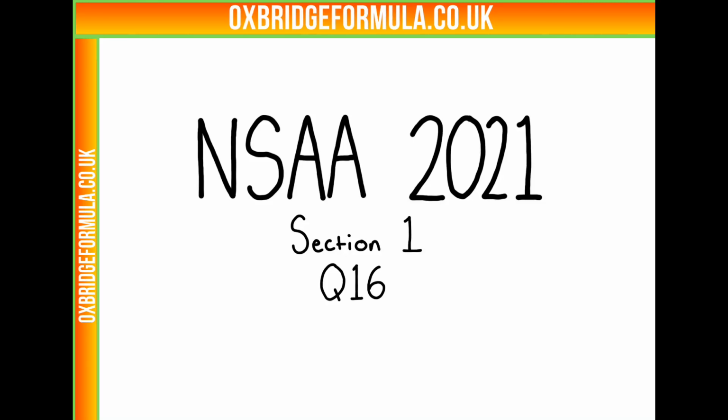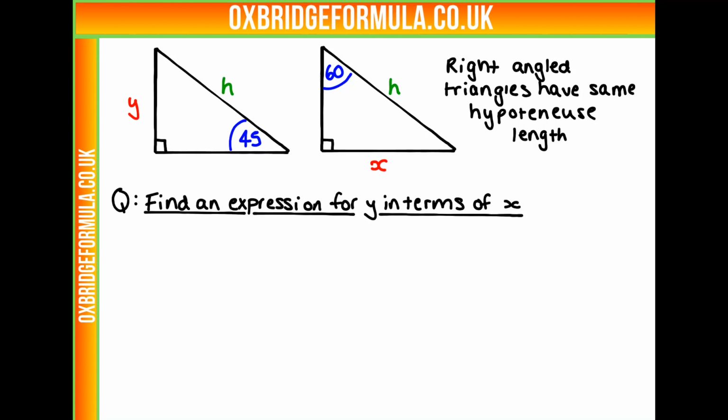This is NSAA 2021, Section 1, Question 16. So we have two right-angled triangles that have the same length hypotenuse, which I've labelled H here. We have one right-angled triangle here with an angle of 45 degrees and a length here of y, and another one here with an angle of 60 degrees at the top and x along the bottom. And we have to find an expression for y in terms of x.